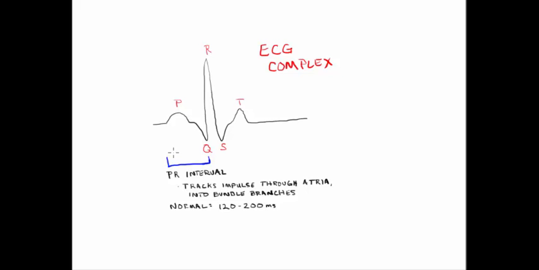A prolonged PR interval greater than 200 milliseconds could indicate a conduction delay through the atria or the AV junction, and it might be caused by digoxin toxicity or heart block.